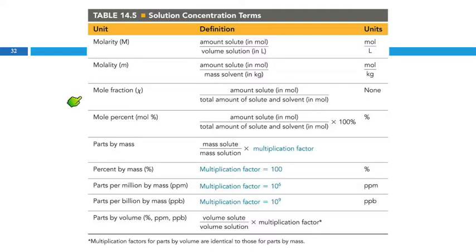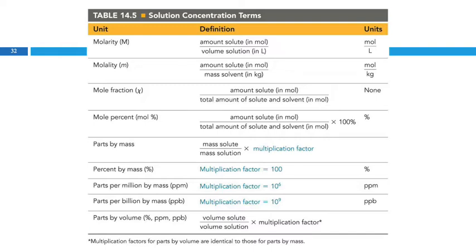We've got mole fraction, moles of solute divided by total number of moles, similar to the mole fraction of gases. You can also talk about mole percent. Take that mole fraction and multiply by 100. Parts by mass. This is the mass of the solute divided by the mass of the solution times a multiplication factor. So if we're talking about percent by mass, we multiply by 100. If we're talking about parts per million, we multiply by 1,000,000. Parts per billion, multiply by 1,000,000,000.